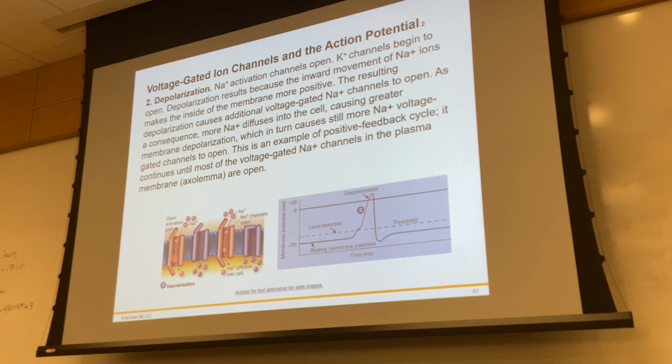So here is the depolarization. The sodium gates are open. The depolarization is happening here. There will be some leak channels opening, but these things are minor in comparison. This diffusion into the cell occurs dramatically.